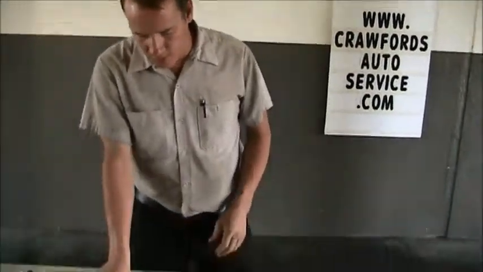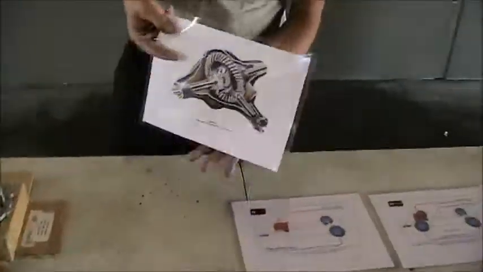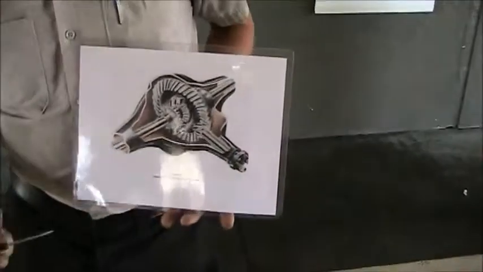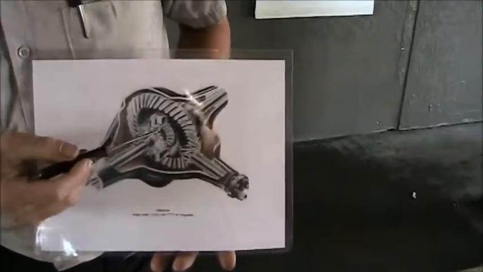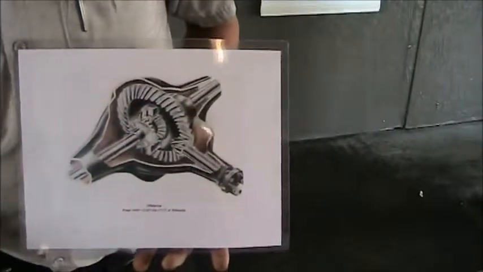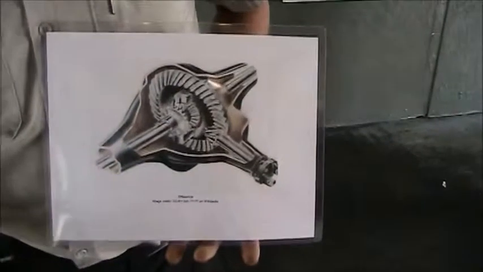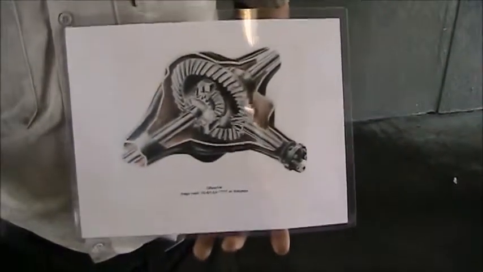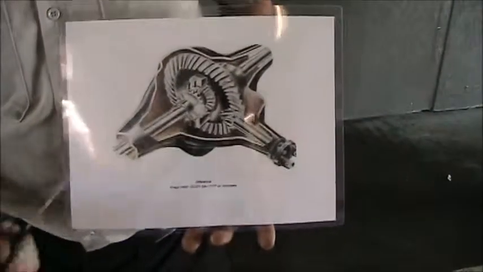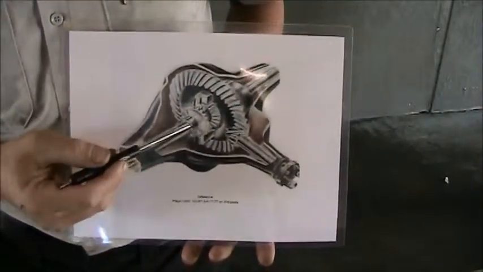Now this is going to be a differential. These spider gears inside allow the left and right tires to go different distances so you can corner easily without dragging a tire. When you go around a corner, the inside tire always travels less distance than the outside tire. This set of gears right here allows that.